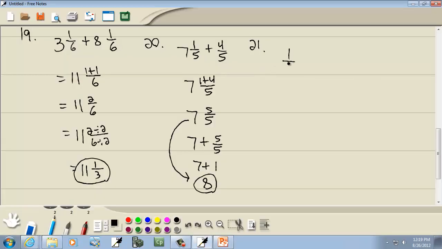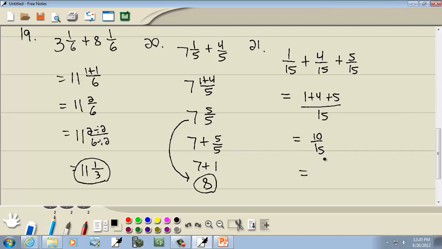Okay. Here we got 1/15 plus 4/15 plus 5/15. Now it doesn't matter how many fractions you have. If they all have the same denominator, you can add together the top parts and put them into a single fraction. So I got 1 plus 4 plus 5 over 15. 1 plus 4 is 5, plus another 5 is 10. So that gives us 10/15.